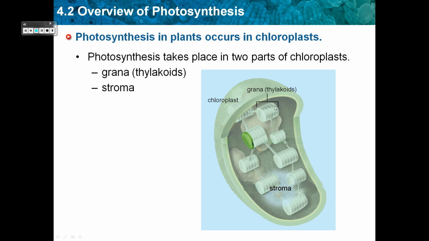And then you can see that the grana and thylakoids do not fill the entire chloroplast, but there's some room. That room is filled with a sort of goo we call stroma. So stroma is in between all the thylakoids. Okay?